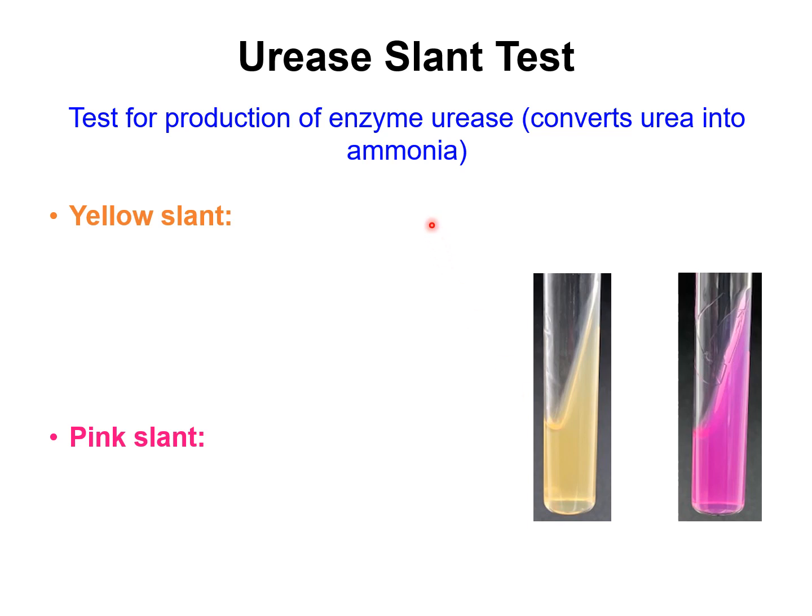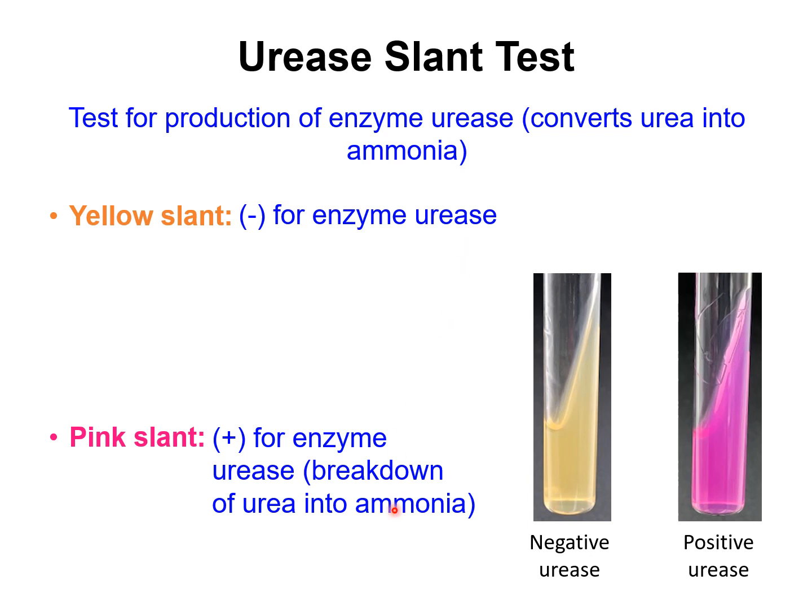Okay, so let's take a look at the results together. If you did the urease test and it stays yellow, that means that your bacteria is not capable of producing urease. Now, if your bacteria is capable of producing urease, what is it going to do with it? It's going to use that urease enzyme to break down urea into ammonia. Ammonia is basic, so the medium is going to turn pink. Remember how pink was basic?